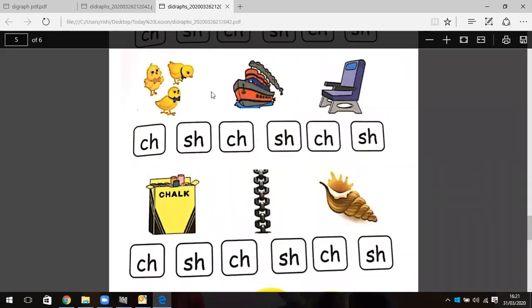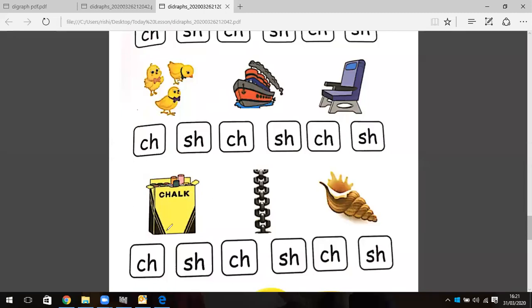Malik, it's a chalk. So Malik, can you tell me chalk starts with which digraph? With ch or sh? Malik, I cannot hear you. Can you say it again? Yes, ch. Very good, Malik. Bravo. Ch, ch, chalk. Very nice.